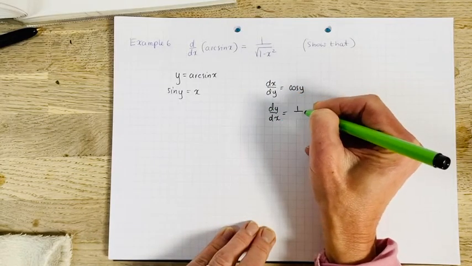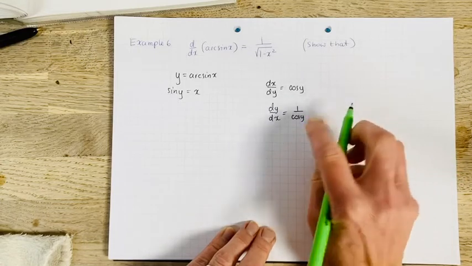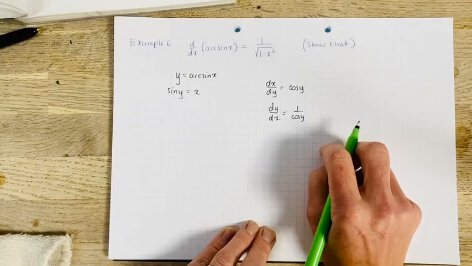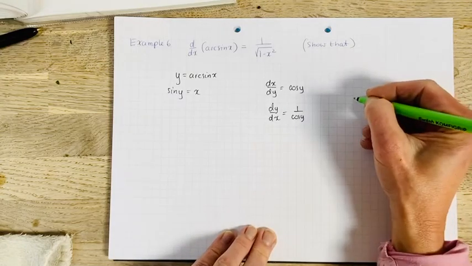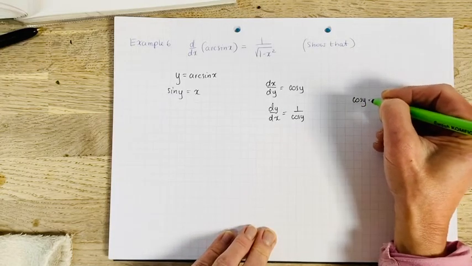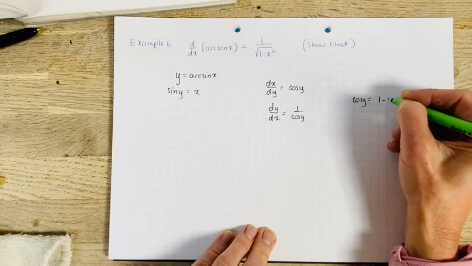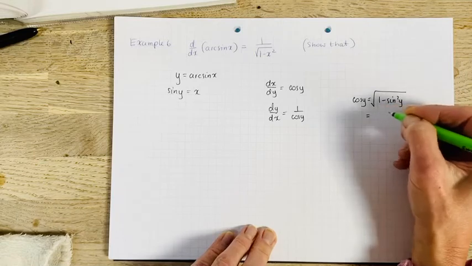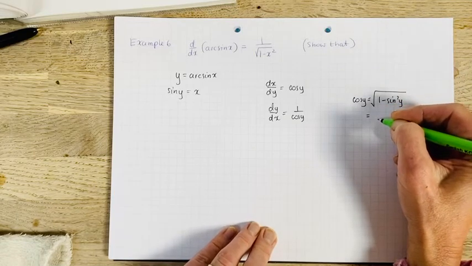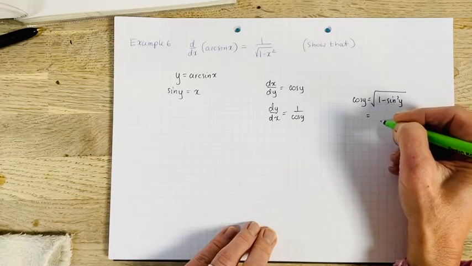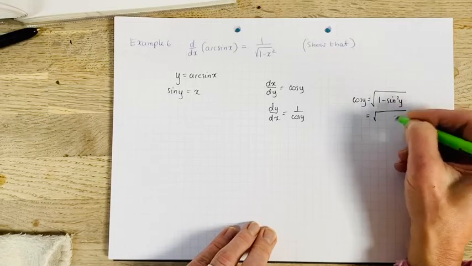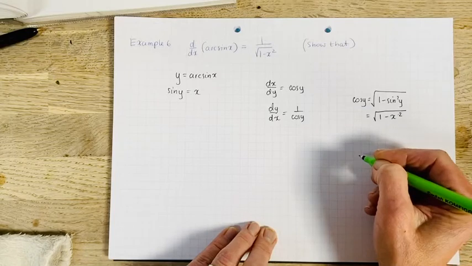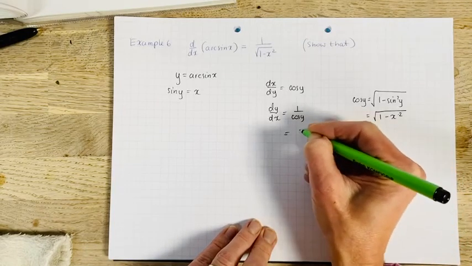So it's going to be 1 over cos y, and we're going to eliminate y because it's in terms of y, we want it in terms of x. So cos y is equal to the square root of 1 minus sine squared y, using the first identity we learned about in trig, and then replace the sine with x. Okay, and then pop it over here.